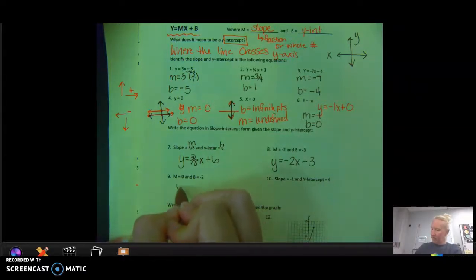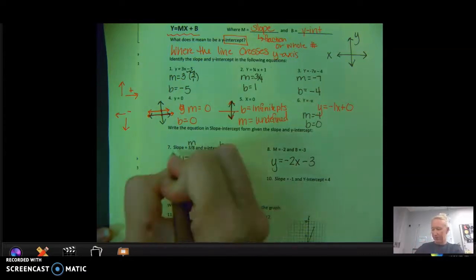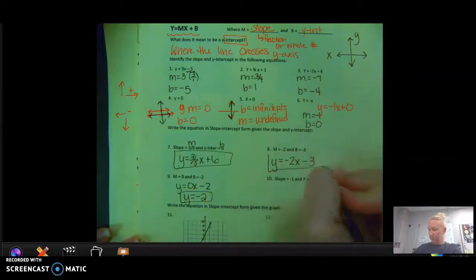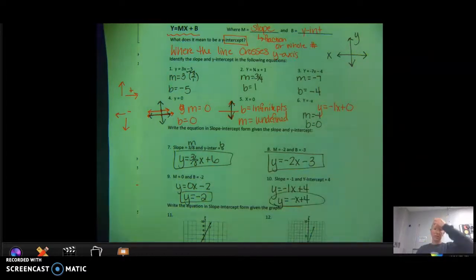Number 9, y equals 0x minus 2. Well, 0 times anything means that it's 0, so it's not really there. So really what this means is just y equals negative 2. And then the last one here is y equals negative 1x plus 4. And again, a lot of times you'll just see that as y equals negative x plus 4. That 1 won't be there because it's implied.